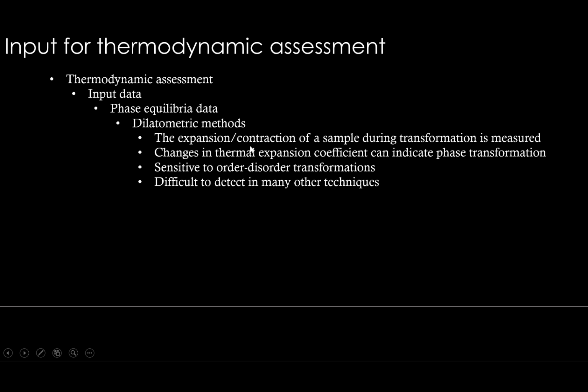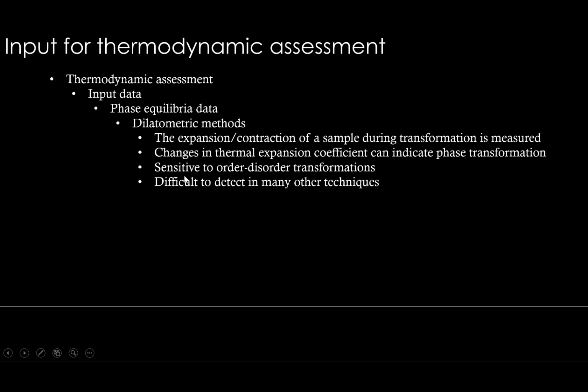So this is there in many of the transformations. The volume of parent and product will be quite different in many cases. In that case, a significant expansion or contraction happens during transformation, and that is measured in dilatometry. Okay. And in fact, dilatometry is used generally to measure thermal expansion coefficient. So changes in thermal expansion coefficient can also indicate phase transformations, because different phases are going to have different coefficients of thermal expansion.